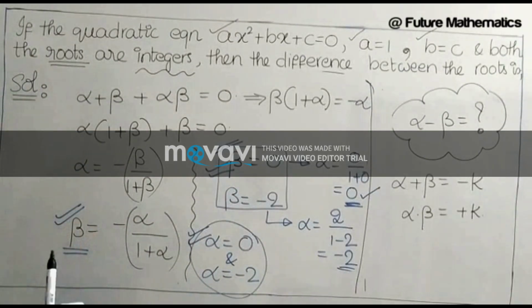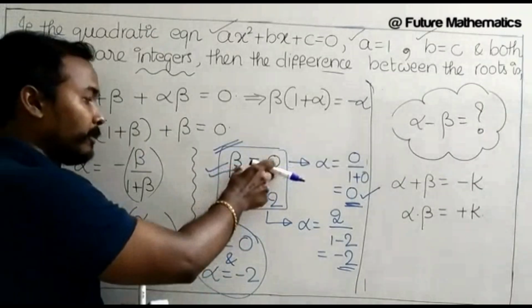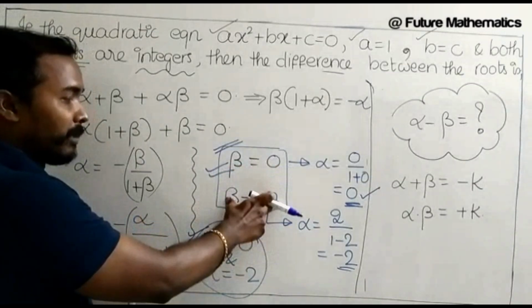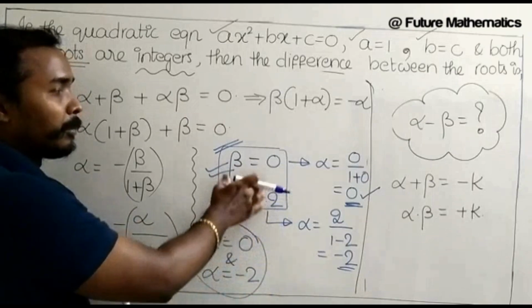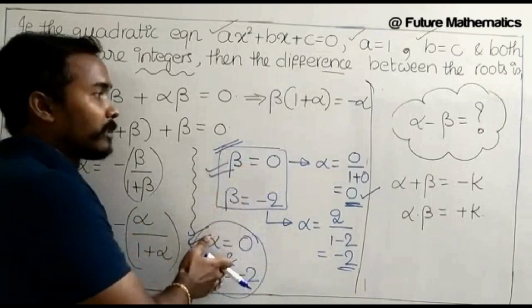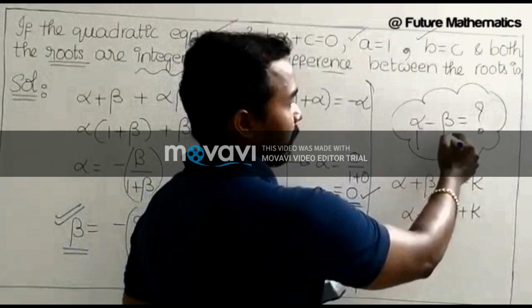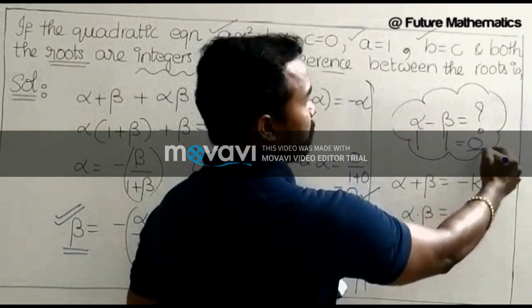So now beta 0, alpha 0; beta minus 2, alpha minus 2. So in this case both are the same. If both are the same, then alpha minus beta must be 0. That's it.